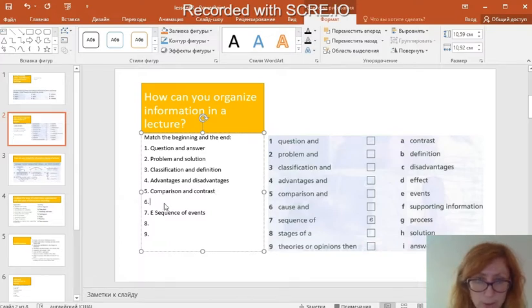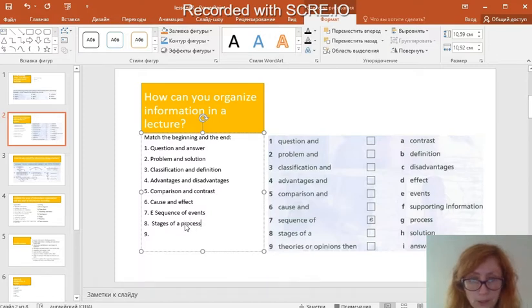Okay, the next one, cause. As for me, it's very easy. Cause and effect. You have got the cause of something and you have got the result, the effect. Number 8, stages. Stages of what? Stages of experiment, stages of process, and at last we have got theories or opinions.